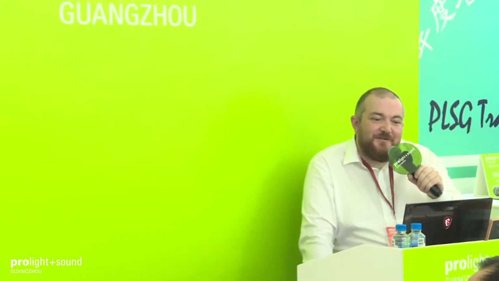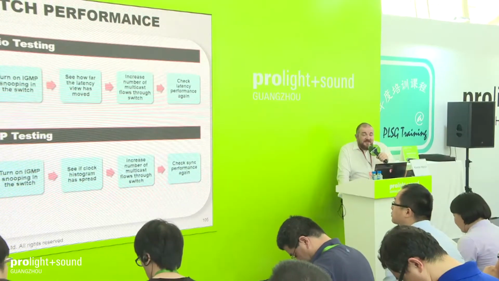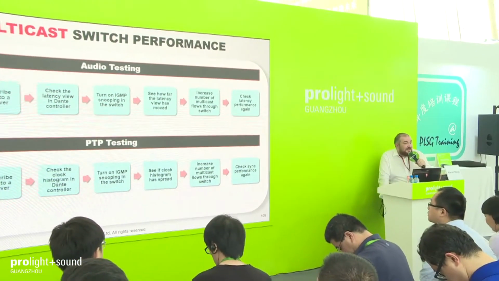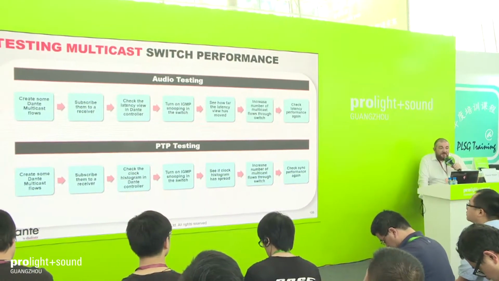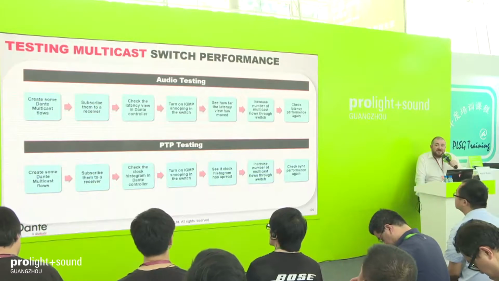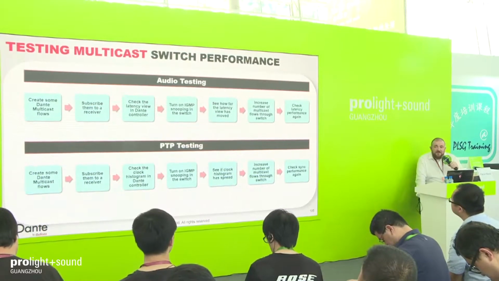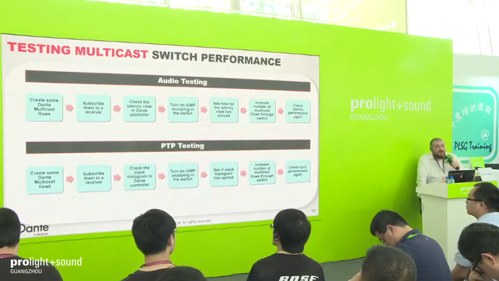So, testing multicast switch performance. If you just create some Dante multicast flows in Dante Controller, send them to a receiver, the next thing to do is check the latency in Dante Controller, and now turn on IGMP snooping in the switch. Now the latency will increase. It may only be a tiny, tiny bit. I've seen switches which only increase by a microsecond. It's no problem. And then increase the number of flows.